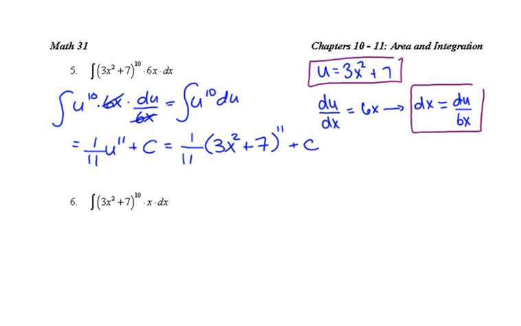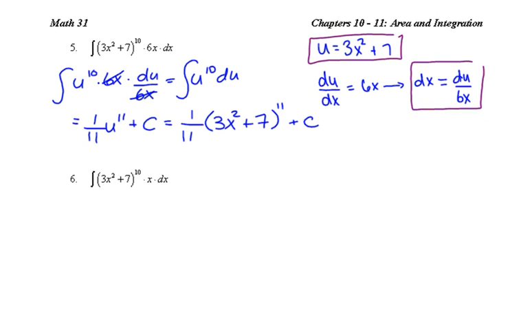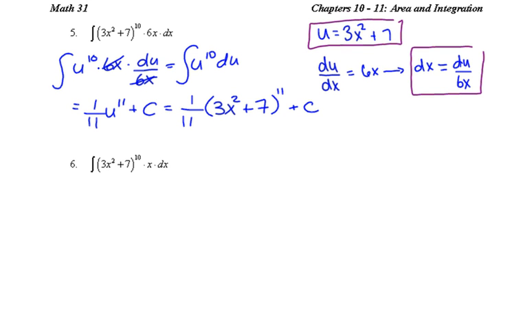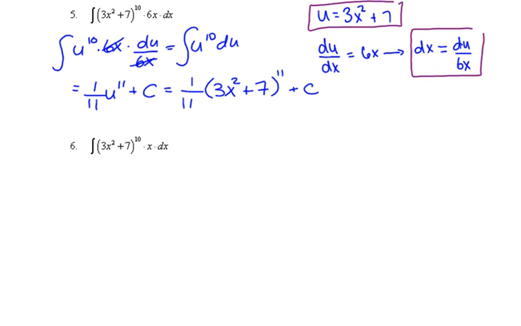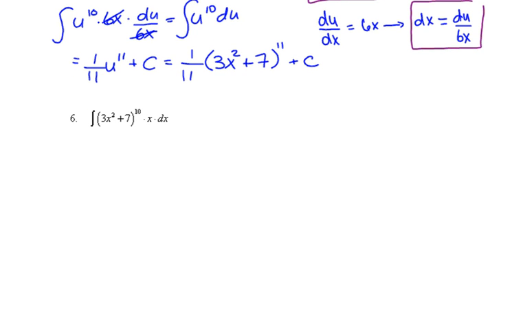So you don't actually have to sub in u. You could figure this out on your own without substitution, even if you just left that as 3x squared plus 7. And then you divide by the derivative of your inside. You have to remember to divide by the derivative of your inside, right? That makes sense. Okay, you got it.